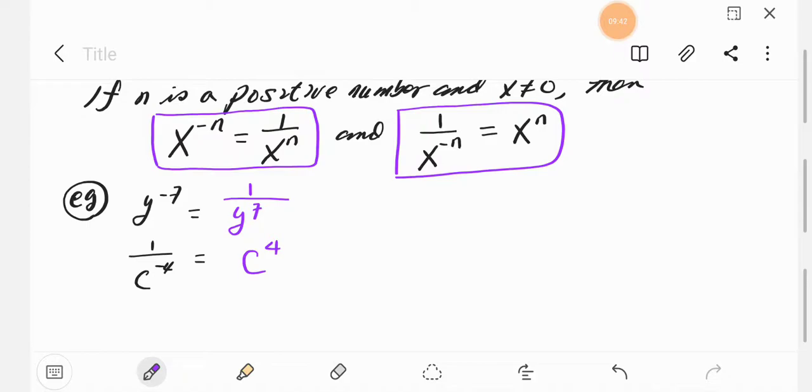So when you simplify an exponential form, make sure the exponent is positive. An exponential expression is in simplest form when there are no negative exponents in the expression. So if the exponent is positive, then we say it is in simplest form. But if the exponent is negative, then it's not simplified yet. So when you simplify an exponential form, make sure the exponent is not negative.